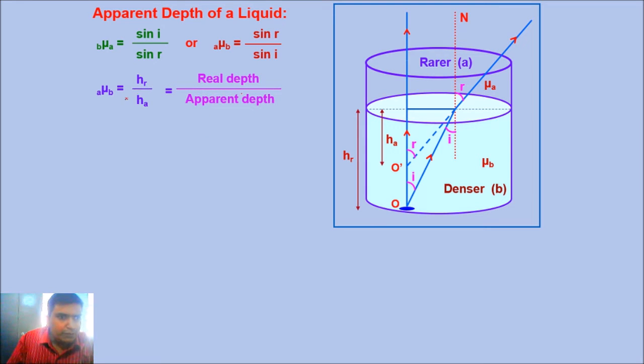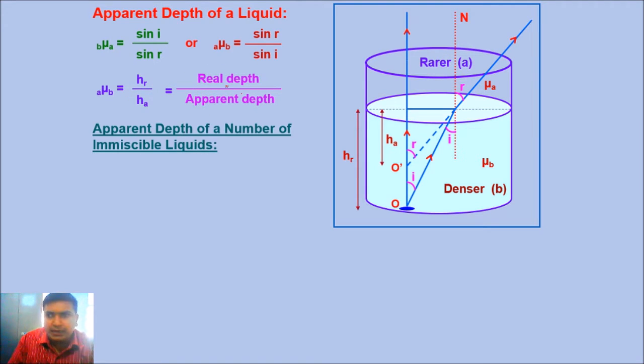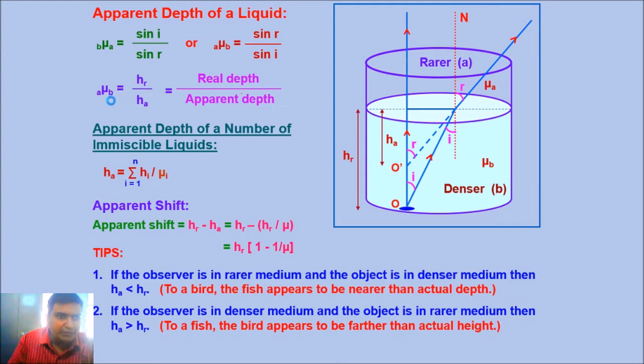So taking the ratio of real depth and apparent depth, we get HR by HA, that is the refractive index of B with respect to A. For the apparent depth of a number of immiscible liquids, HA equals the summation, i from 1 to n, of Hi by mu i.